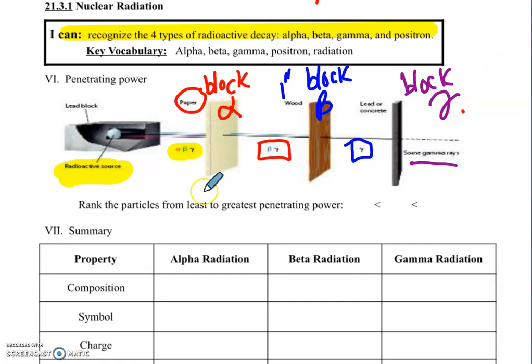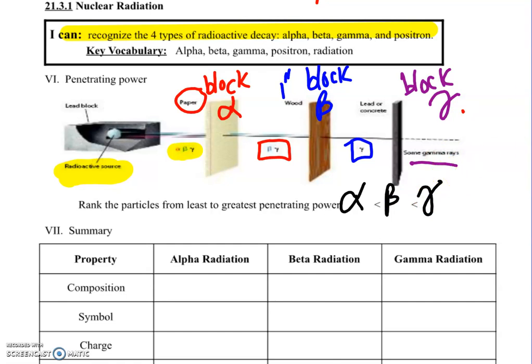So let's rank those from least to greatest penetrating power. So your skin will block alpha particles. If you get to the inside of a building, you'll be safe from beta, but to effectively block gamma, you need to have some real insulation between you and the radioactive source.